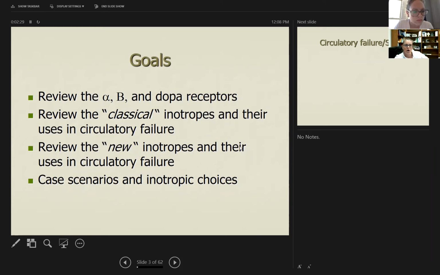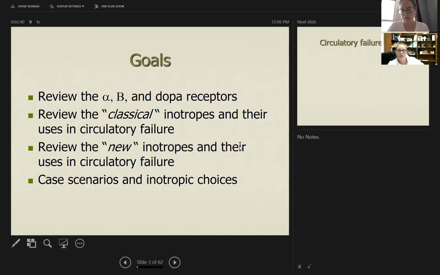Then we're going to talk about all those classic inotropes and how we use them in different circumstances in circulatory failure. We'll talk about some of the newer inotropes and how we use them in circulatory failure. And then we'll end with some case scenarios and inotropic choices, kind of how we would work with them in more real life situations.